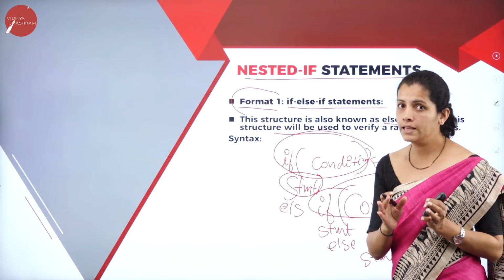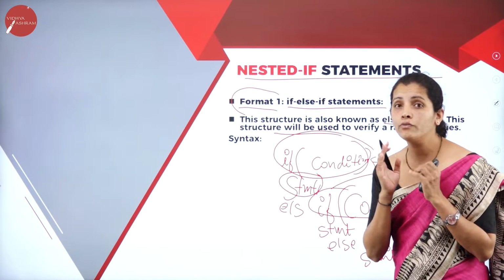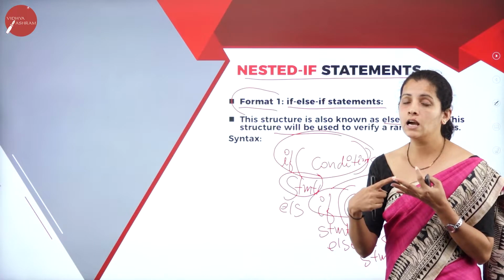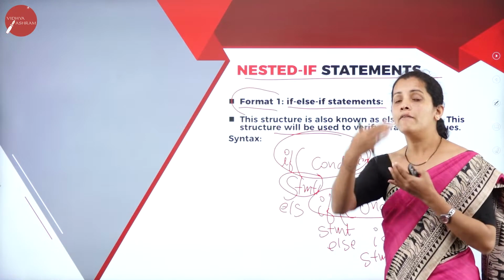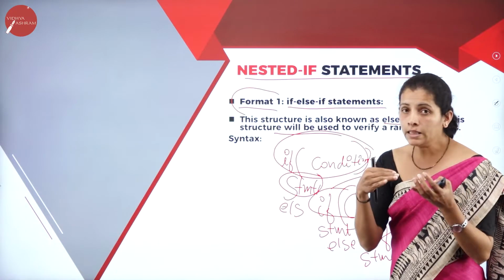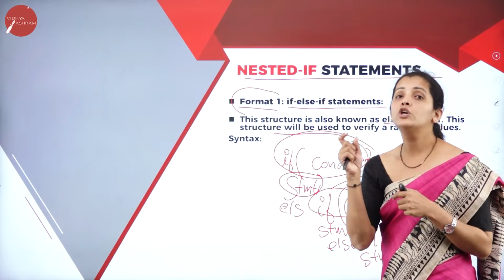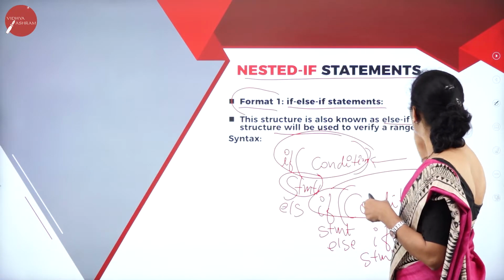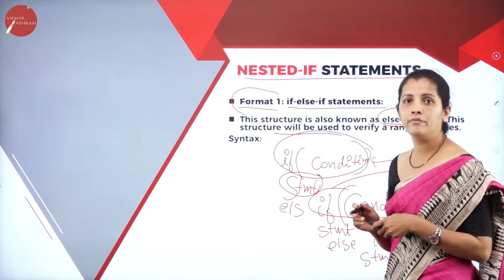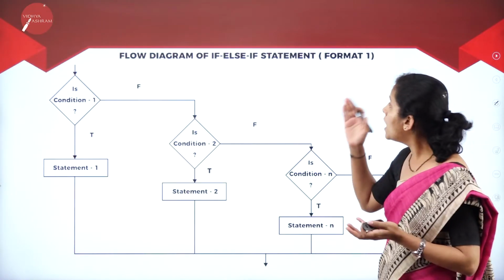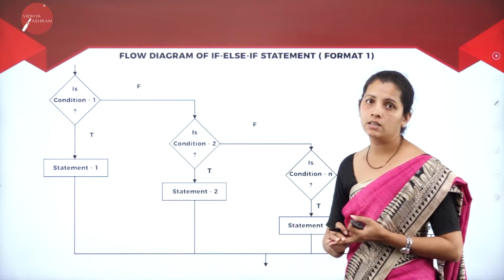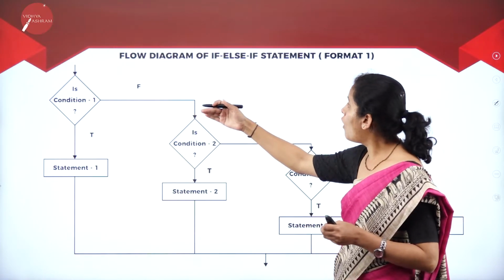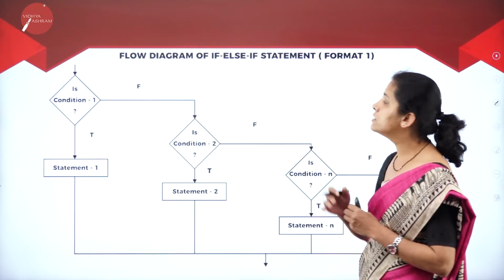For example, think that if I consider the grade of the student, I am having distinction, then first class, second class, then fail. So I am having a range of values. In that, I want to select a particular value or particular grade. In that situation, I'm going to use this else if ladder. Moving further, I'm going to have the flow chart. So here, this is the flow representation of the if else if statement.